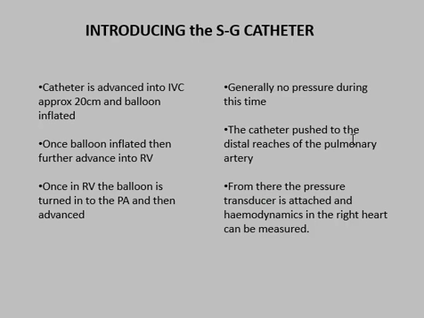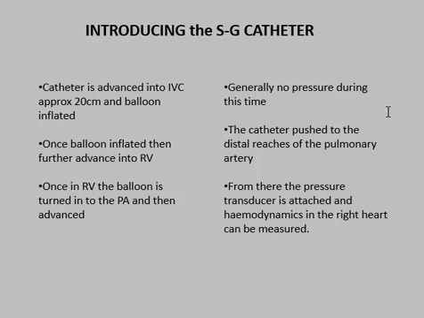To introduce the Swan-Ganz, the catheter is advanced into the IVC approximately 20 centimeters, and only then is the balloon inflated. Once inflated, then it's advanced further into the RV, and the inflated balloon acts as a sail, being propelled by the flow of blood along its natural direction. In the RV, the balloon catheter is turned towards the PA and gently advanced, and it's facilitated by the blood.